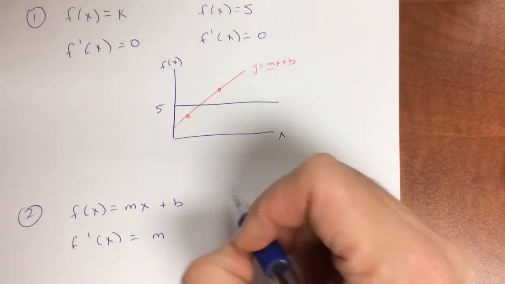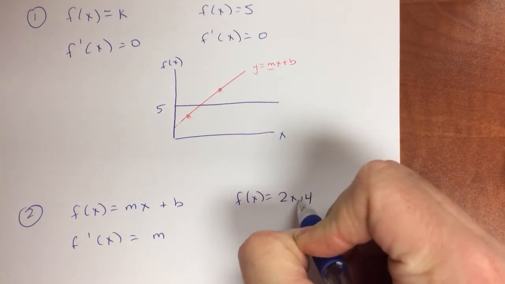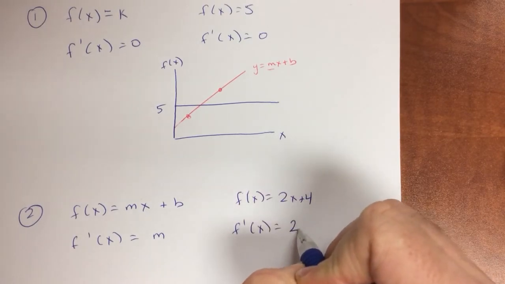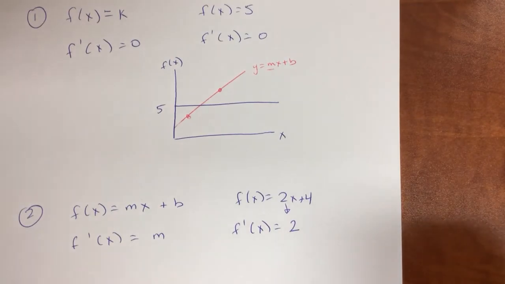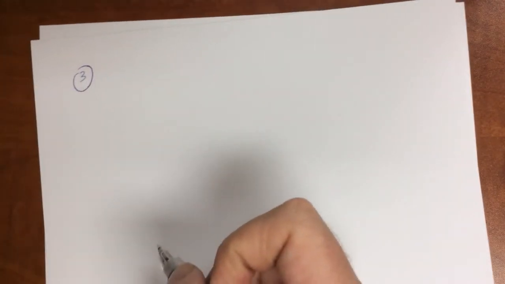And so if we have f of x is equal to 2x plus 4, f prime of x is simply just 2. So that there is our linear function rule. The next rule, rule number 3, is the power rule.